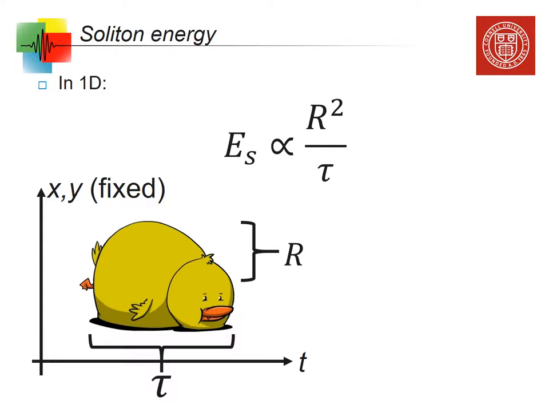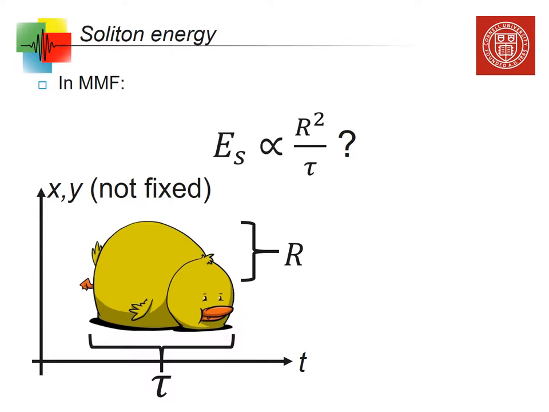We have the fixed spatial area here and the temporal duration down here. So the temporal duration is obviously a free parameter in 1D, but the spatial dimension is fixed by the size of that single mode in the fiber. In multimode fiber, though, that's not fixed. It has spatial degrees of freedom. So is this still true?